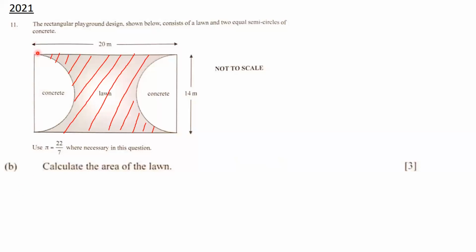We're gonna find out the area of the total rectangle, the total area of the rectangle, right? And then we're going to subtract the area of this semicircle and the area of that semicircle. It makes sense because if we subtract the area of the concrete from the total area of the box, the only thing we're left with is the area of the lawn. So that's how we're going to find out the area of the lawn.